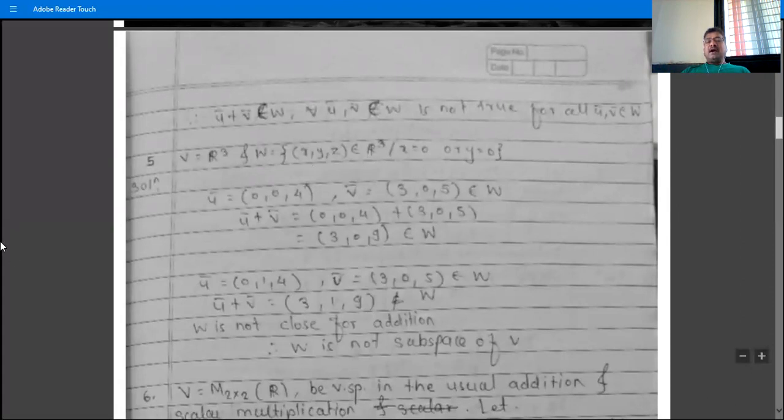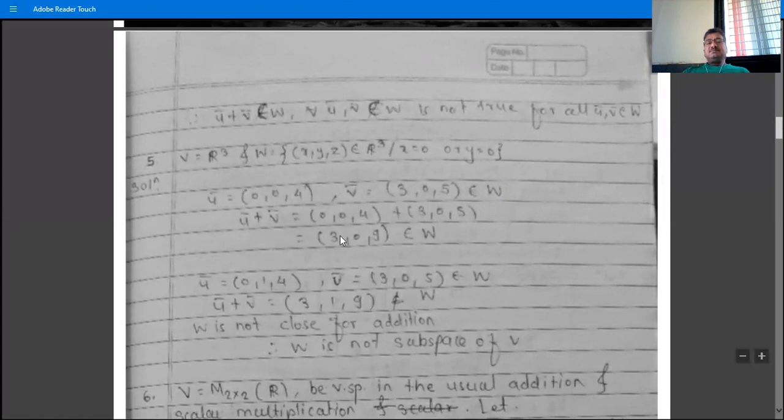X is 0 or Y is 0 means either X is 0 or Y is 0 or both are 0. So for example, (0, 0, 4) is also an element of W. (3, 0, 5) is an element of W. So this U bar and V bar are elements of W. But what is their addition? (0, 0, 4) plus (3, 0, 5) is (3, 0, 9). And this is an element of W. Means this is not a counter example for W.